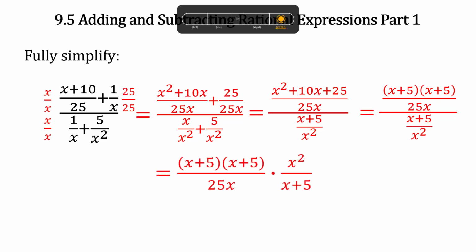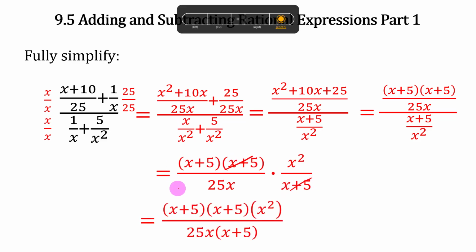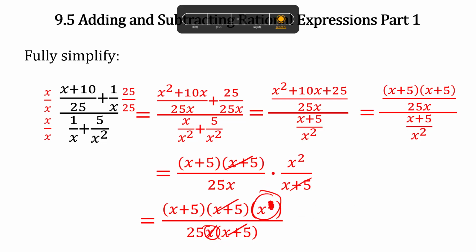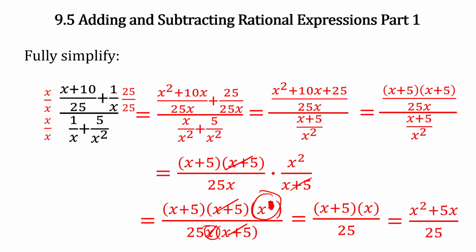So now I flip everything. I'm going to take out an x plus 5. I think I put it into one thing here. Take out an x plus 5. This and this one will cancel out with one of these and just leave one x up there. And again, if you want to put the x in there, x squared plus 5x over 25. Okay, that is it. Good luck.